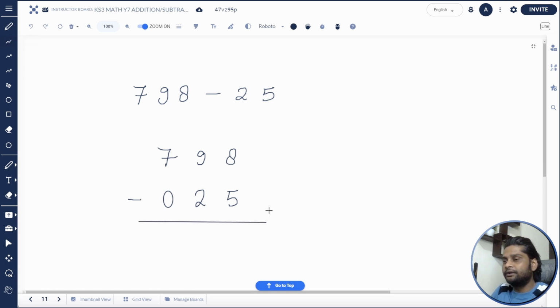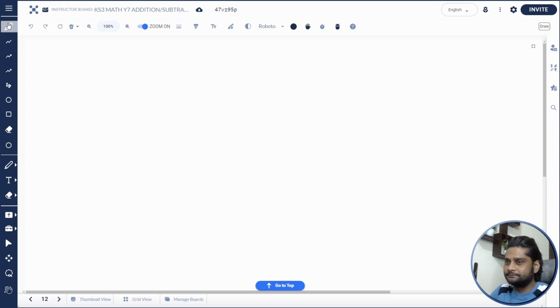As you see, we need to take away 5 from 8, we get 3. We need to take 2 from 9, we get 7. And 0 from 7 is just 7 again. That's the answer. Let's continue with the next example.